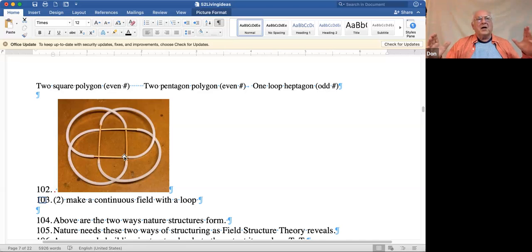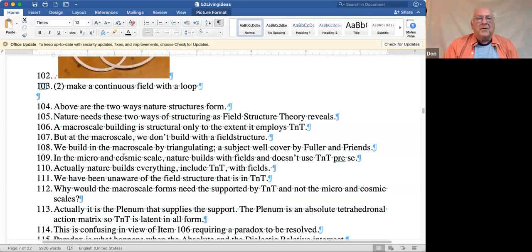Fields always are after equilibrium and stasis, and forms sustain themselves because they achieve that necessity of a field to equalize the energy throughout the system. So no one part of the system has more energy than the other part. And it does that by creating field lines around forms. So above are two ways nature structures form. Nature needs these two ways of structuring, as field structure theory reveals.